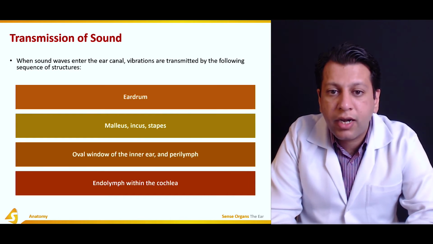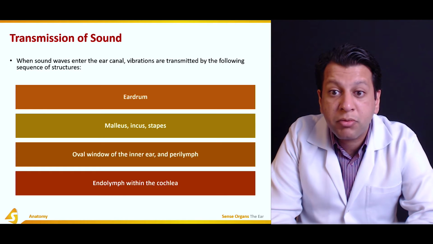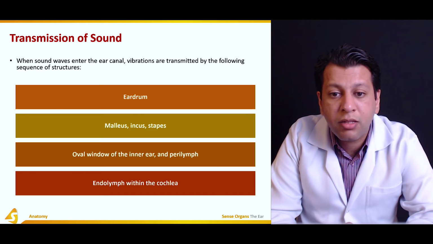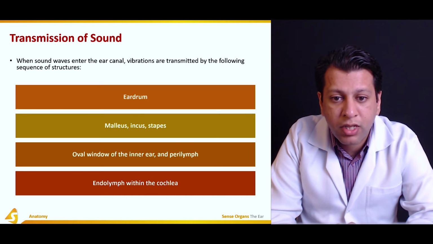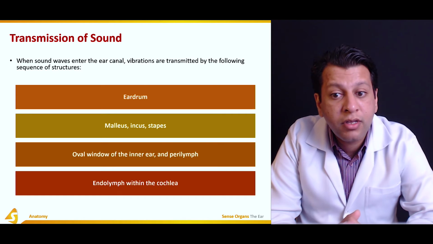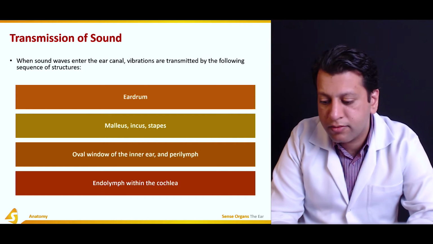When sound waves enter the ear canal, the vibration is transmitted by the following sequence of structures. Initially through the eardrum, then to the three bones of the middle ear, the malleus, incus, and stapes. From the stapes, it goes to the oval window of the inner ear and the perilymph. Then they are transmitted to the endolymph within the cochlea.